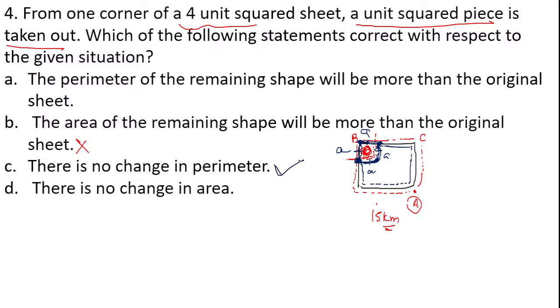Yes. So whenever we are cutting out a square shape from a square sheet, then the perimeter is not going to change. The perimeter will remain the same as we have learned that the sides of the square are equal. So this particular side and this side will be equal. Similarly, this side and this side will also be equal. So there is no change in the perimeter, though there is a change in the area. Okay, so this is the correct answer to the given question.